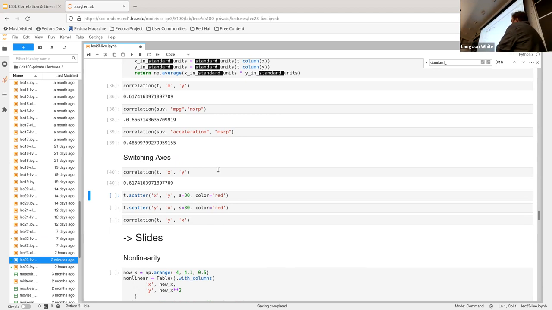What starts to get interesting is that if you reverse the axes, our R remains the same, or nearly, anything that's different is probably just a calculation error.